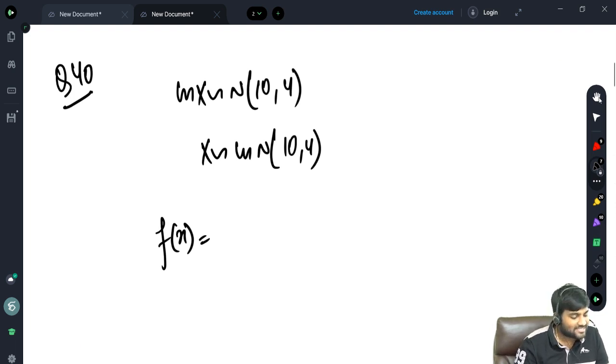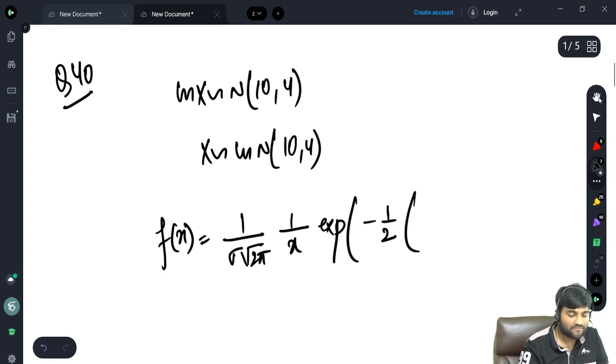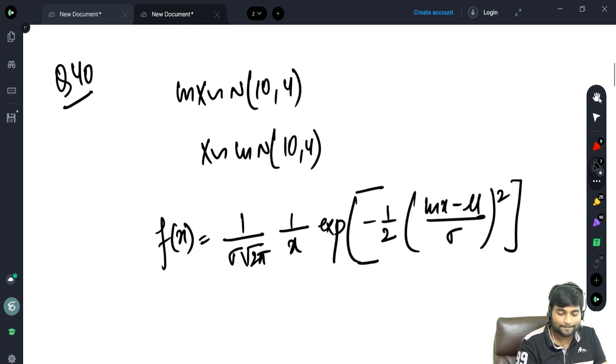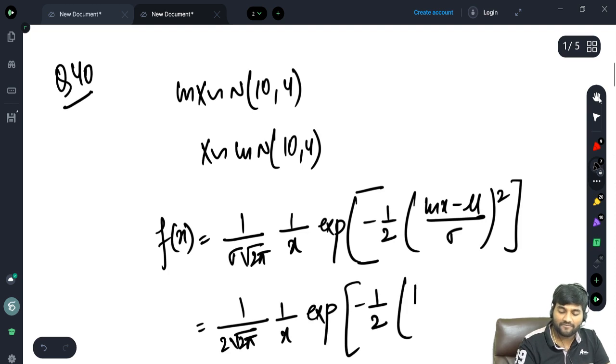Yes. f(x) is equal to 1 by sigma root 2 pi, 1 by x, exponential minus half, ln x minus mu by sigma, square. Okay. So 1 by 2 root 2 pi, 1 by x, exponential minus half, ln x minus 10 by 2.